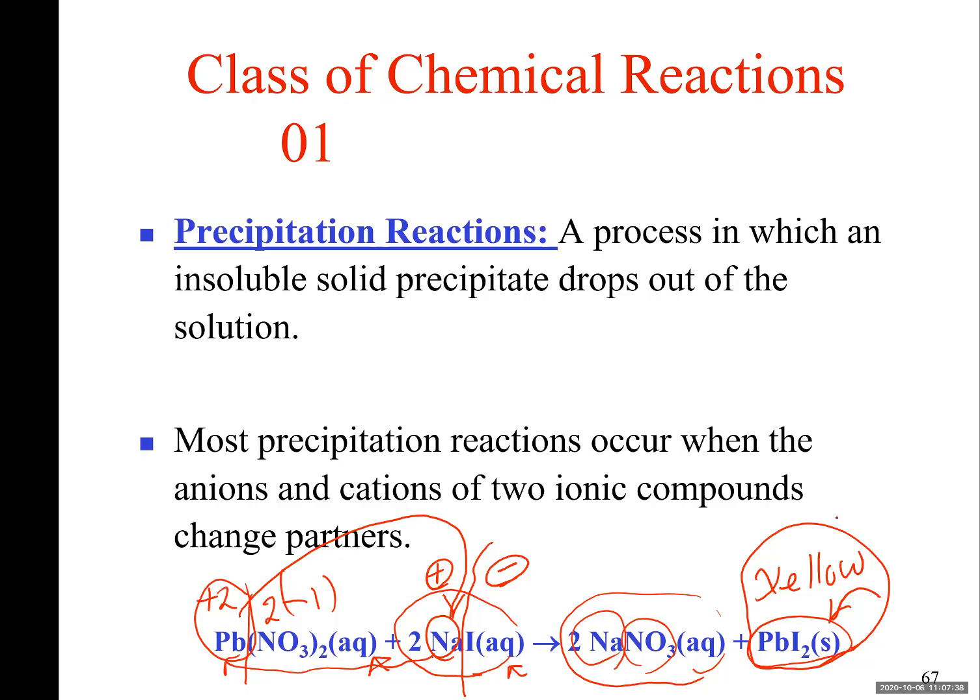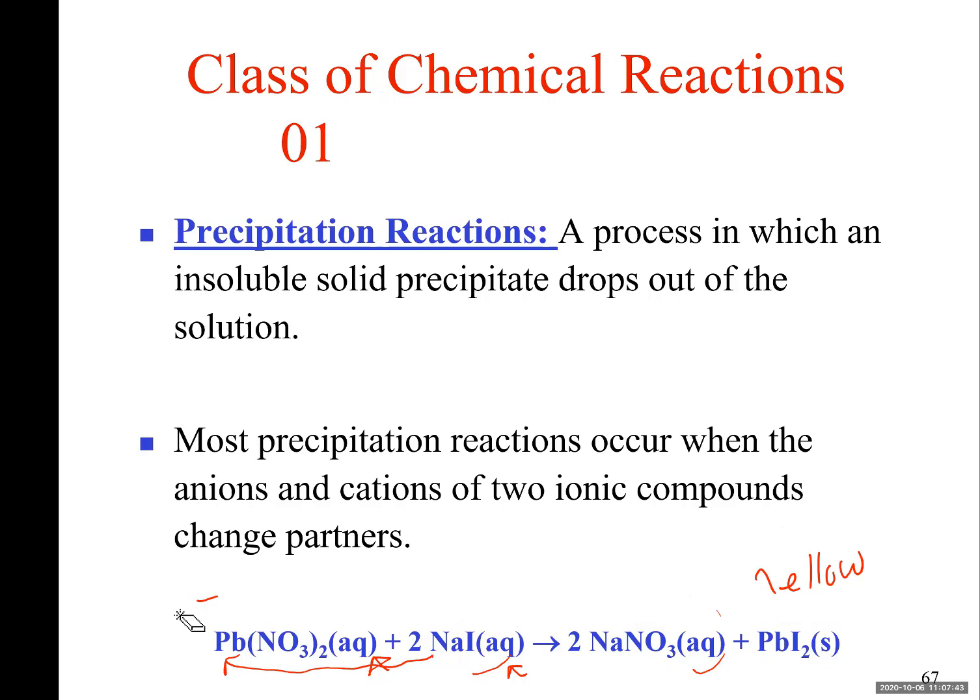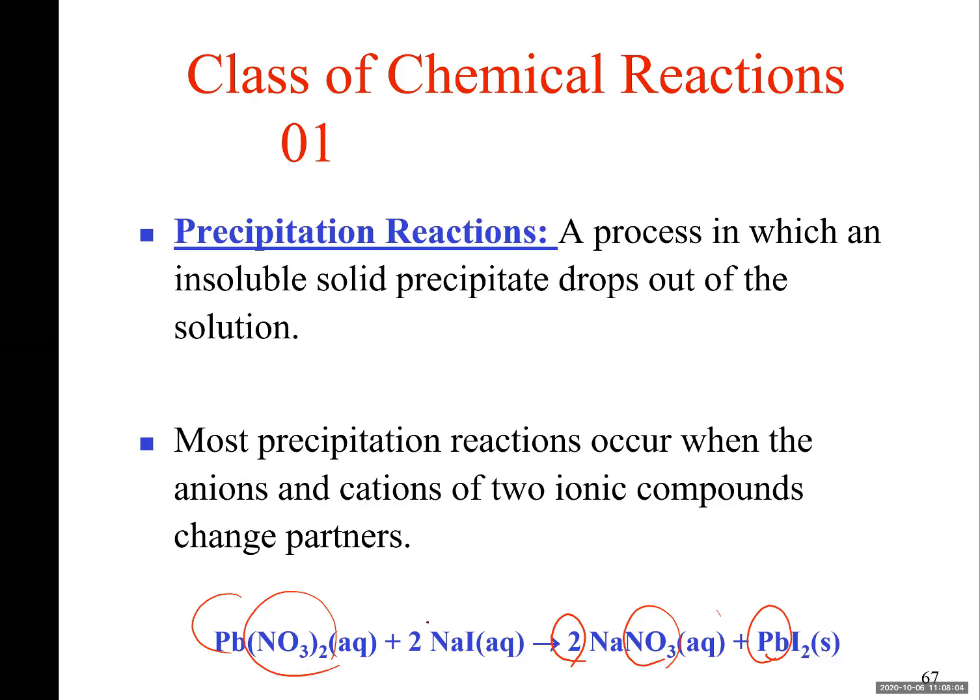We want to make sure the equation is balanced. Whenever you write an equation, make sure to balance it. And we did balancing equations last time. So let's see if it is balanced. 2 NO3 and 2 NO3. 1 Pb, 1 Pb. 2 times 1, 2 I, and 2 times Na, 2 Na. So do you see the reaction is a balanced equation.